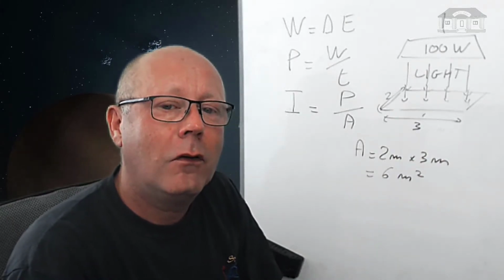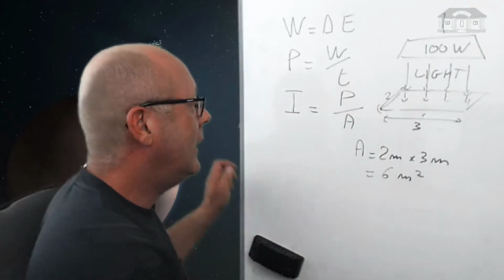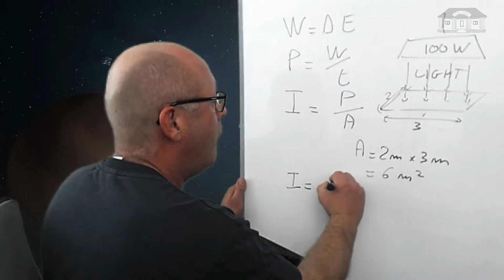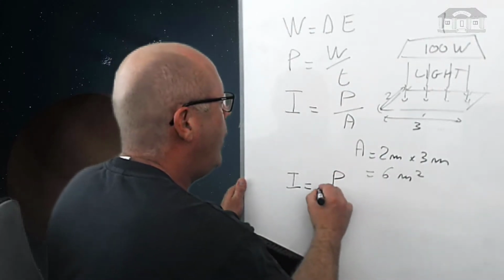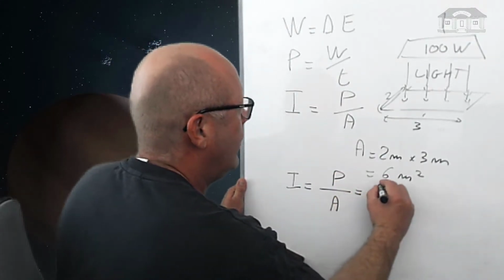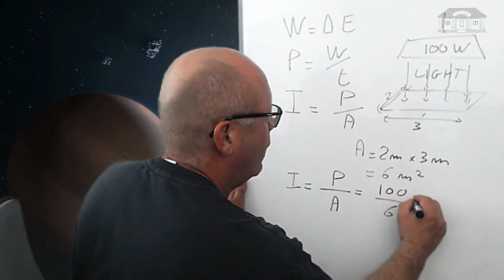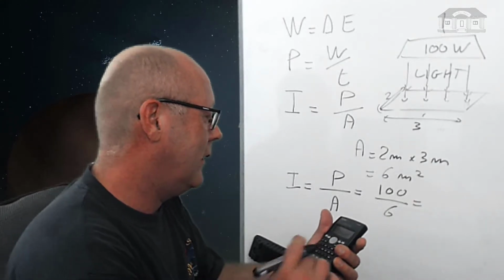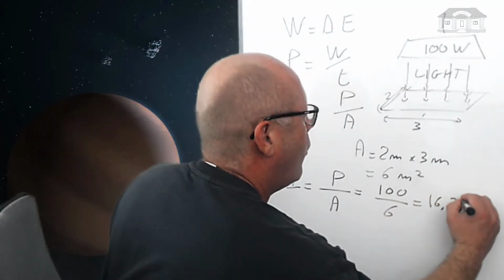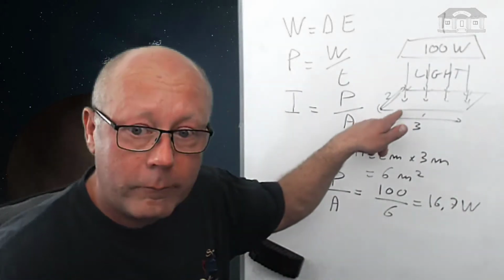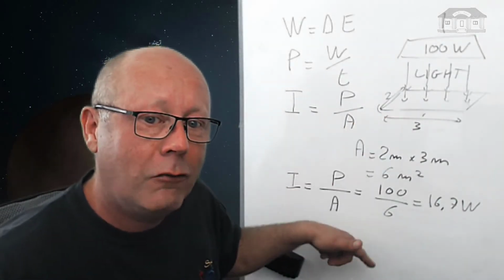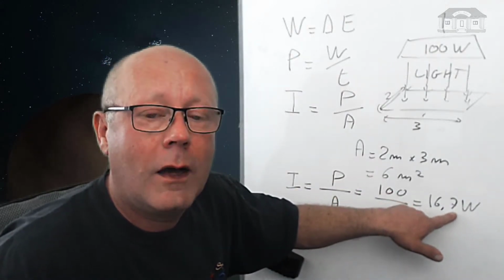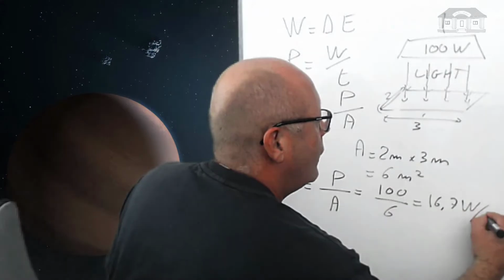Now I can define a new quantity, the intensity. The intensity is defined by the power received per unit area. So that would be 100 watts divided by 6. I didn't choose very good numbers. 100 divided by 6, so that's 16.7 watts. Because there are 6 square meters receiving 100 watts, each square meter will receive 16.7 watts. So we talk about watts per square meter.